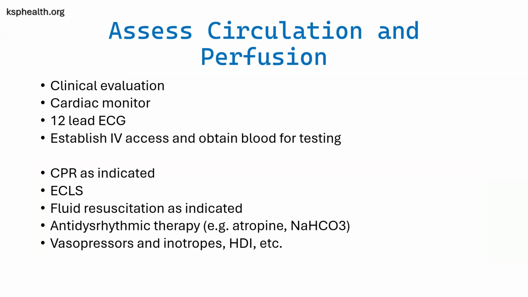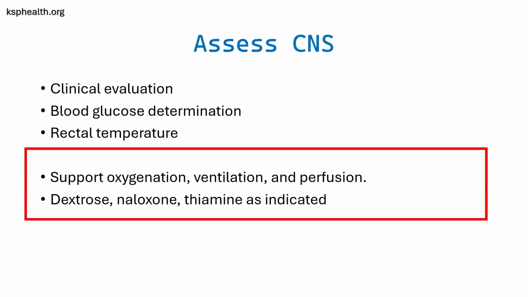Then assess circulation and perfusion. Look at the cardiac monitor. Get a 12-lead EKG if you suspect any cardiac arrhythmias. Establish IV access and obtain blood for testing. Do CPR as indicated, and extracorporeal life support needs to be informed if you think the patient is in a serious state. Fluid resuscitation as indicated, and antidysrhythmic therapy like atropine and bicarbonate needs to be considered. And if the blood pressure is low, vasopressors and inotropes. So: airway, breathing, and circulation.